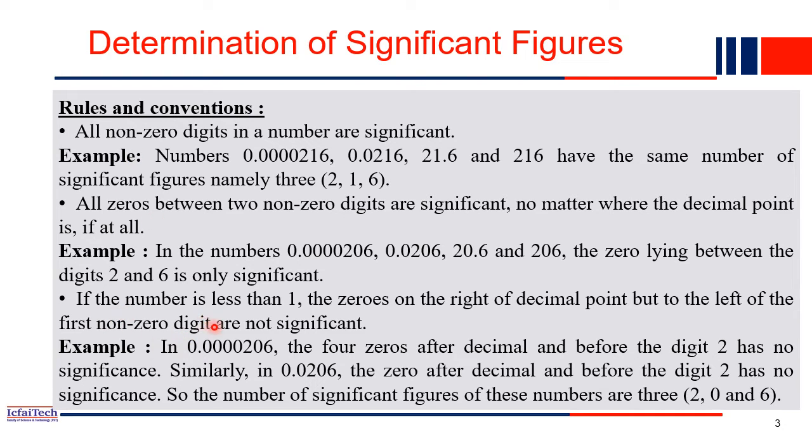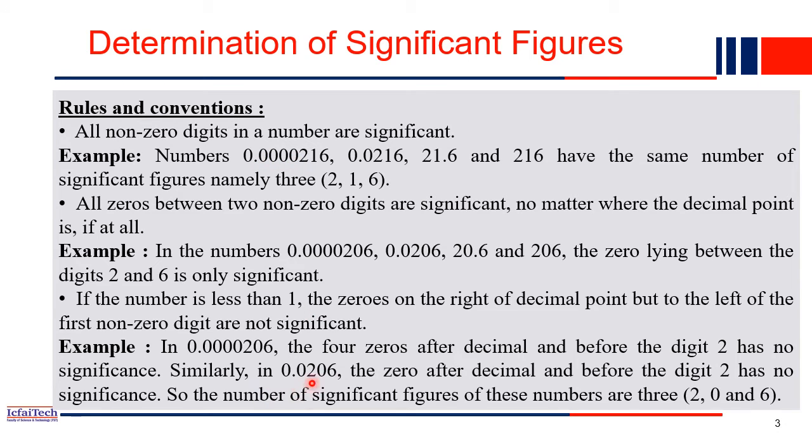Now the third rule: if a number is less than 1, the zeros on the right of the decimal point but to the left of the first non-zero digit are not significant. Here in this figure, the number is less than 1, so the zeros to the right of the decimal point but left of the first non-zero digit, these four zeros, are not significant, as I mentioned earlier. So in this number only 216 is significant.